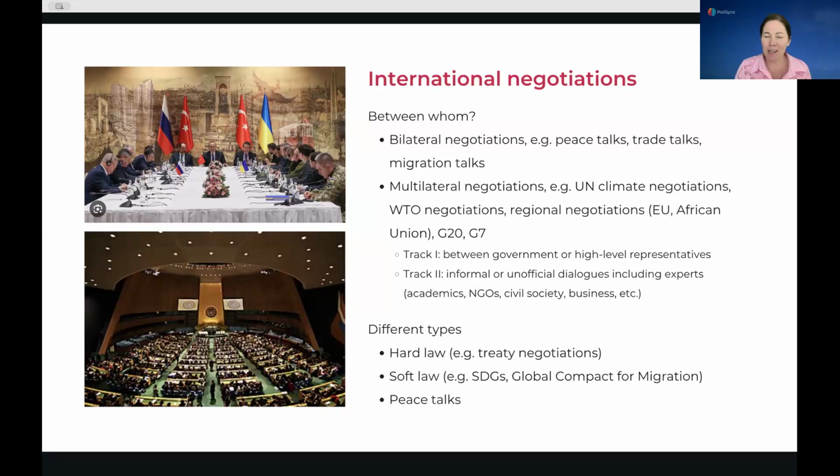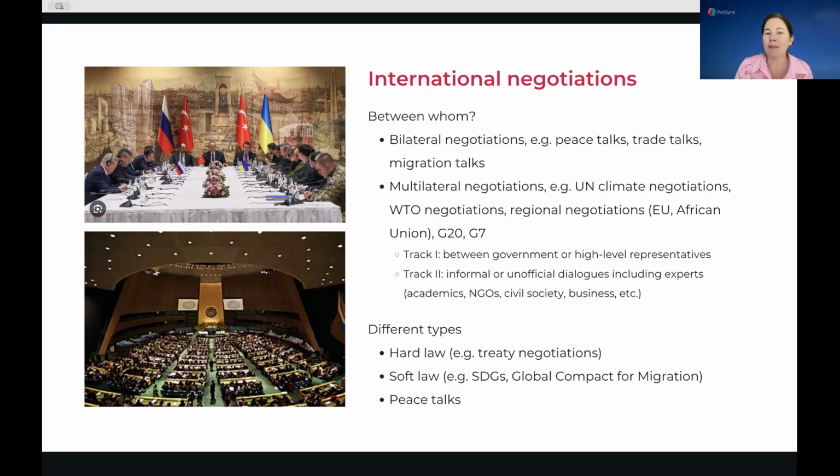In the world of international relations, you might often hear the terms track 1 negotiations, which are usually between government and high-level representatives, and track 2 negotiations, which are often more informal or unofficial dialogues that will bring in experts, whether that's academics, scientists, non-governmental organizations, humanitarian actors, civil society, the business community, etc.